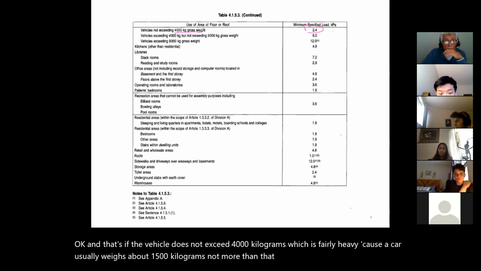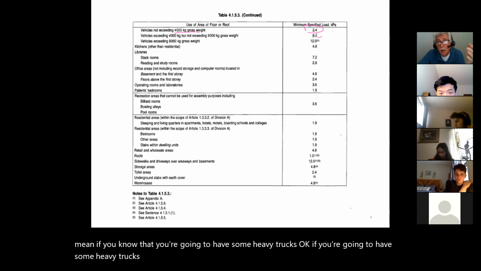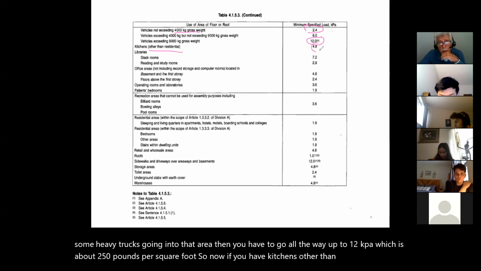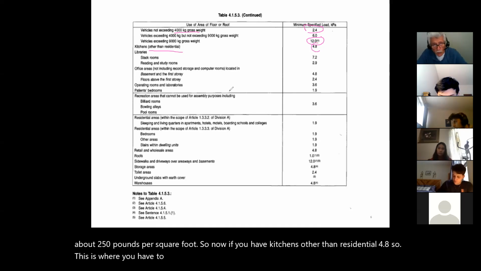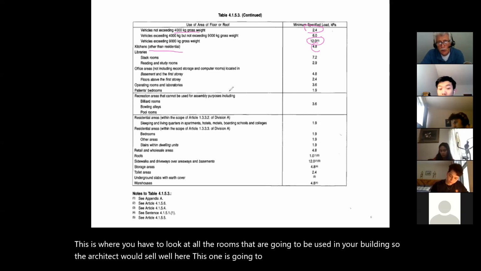And of course, if you know that you're gonna have some heavy trucks going into that area, then you have to go all the way up to 12 kPa, which is about 250 pounds per square foot. So now, if you have kitchens other than residential, 4.8. So this is where you have to look at all the rooms that are going to be used in your building. The architect would say, well, this one's going to be a commercial kitchen. This is going to be a dining area. This is going to be this.